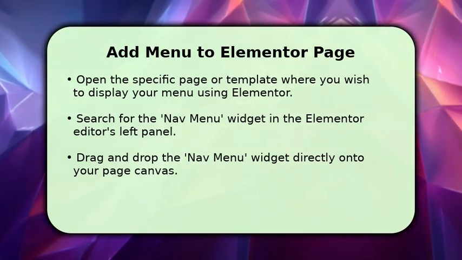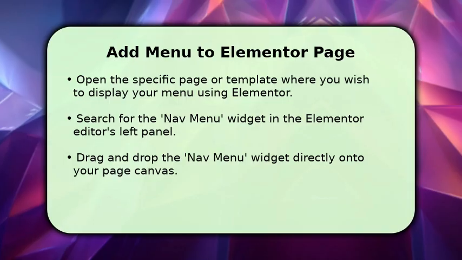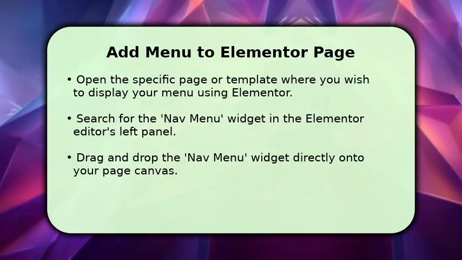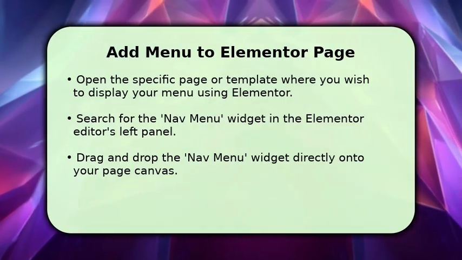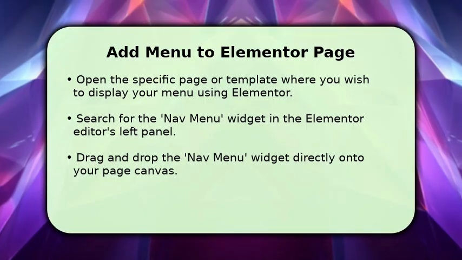After placing the widget, you'll see its settings. From the drop-down menu, select the specific WordPress menu you just created. It's that simple to integrate your navigation onto your Elementor design.